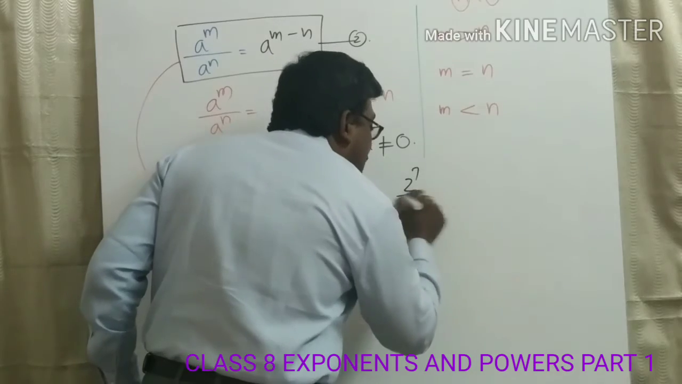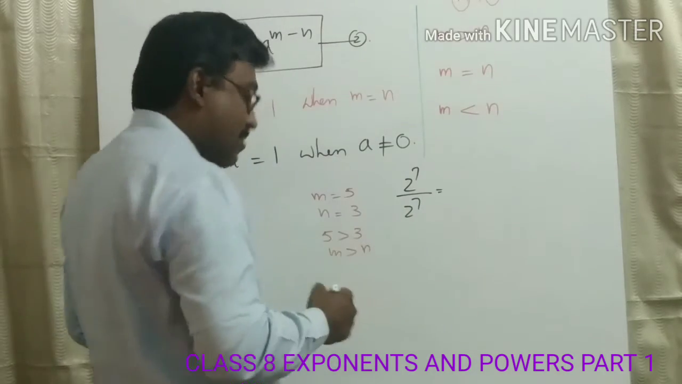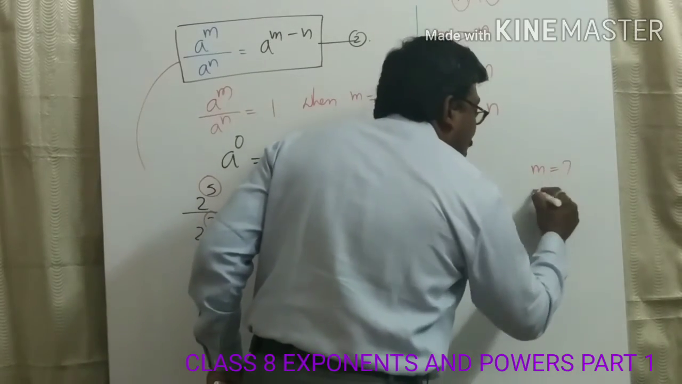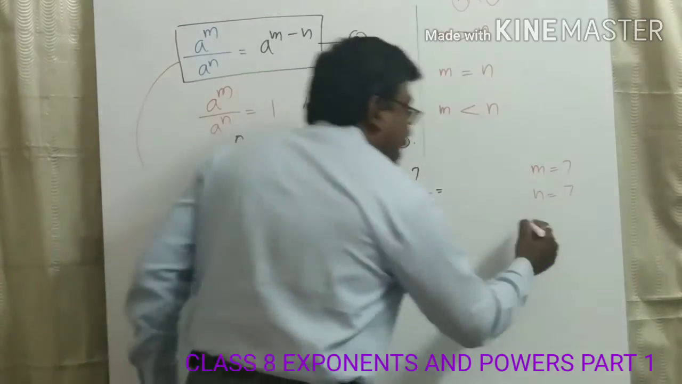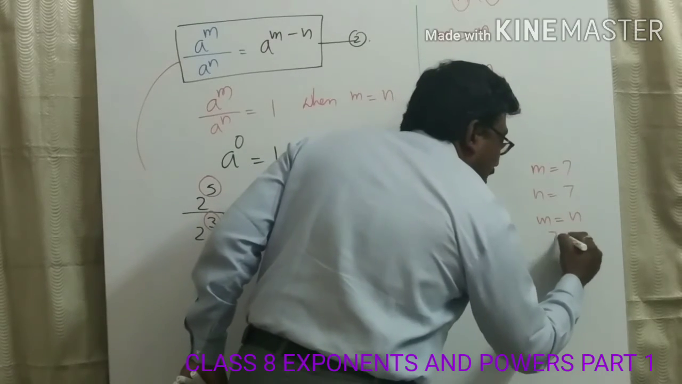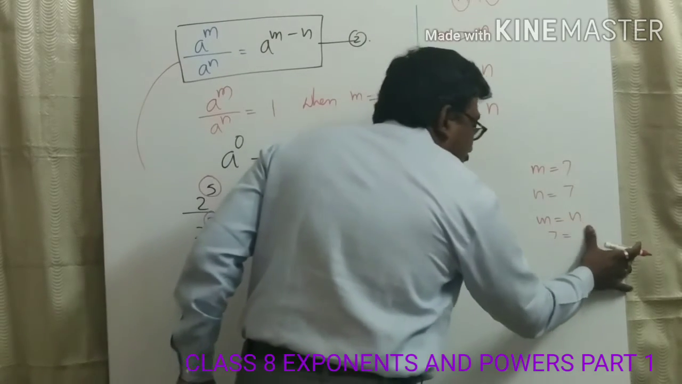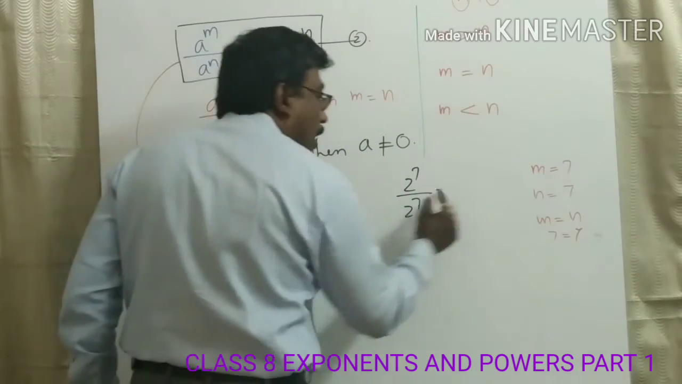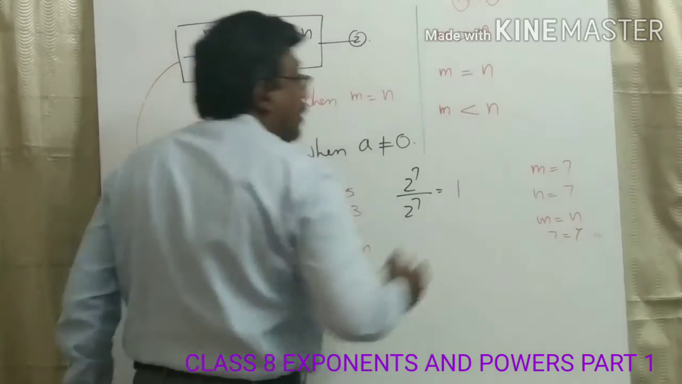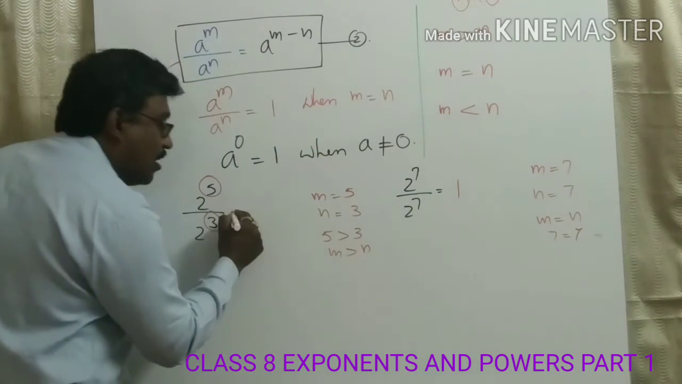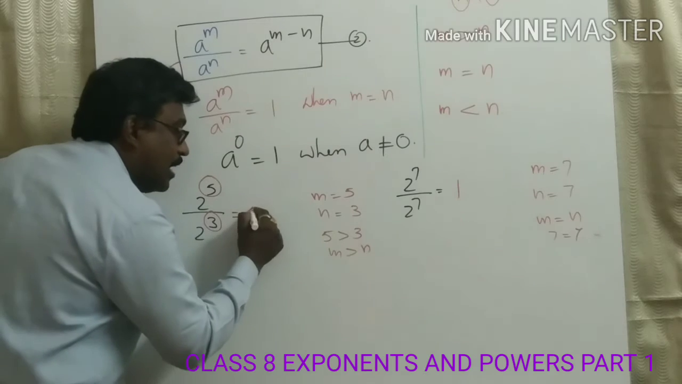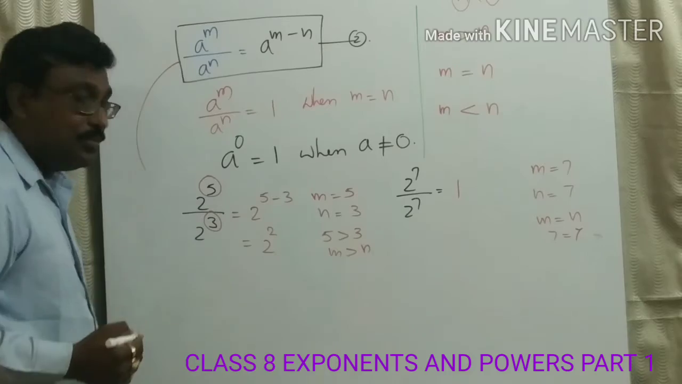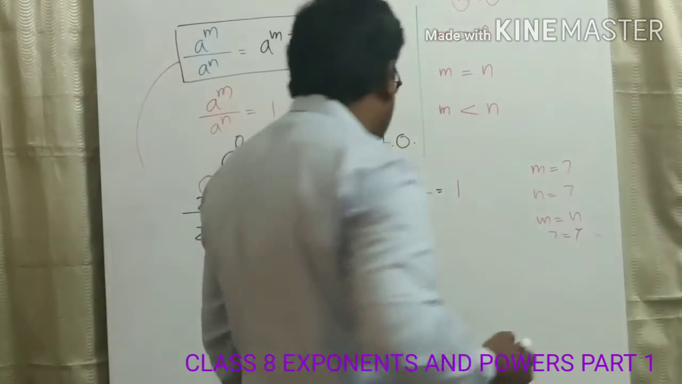Suppose 2 to the power of 7 by 2 to the power of 7. So what is m here? 7. What is n here? 7. Then m is equal to n because 7 is equal to 7. So whenever they are equal, we say the answer is 1. Whenever they are not equal, then we get 2 power 5 minus 3, 2 power 2. So we are getting a positive answer here.